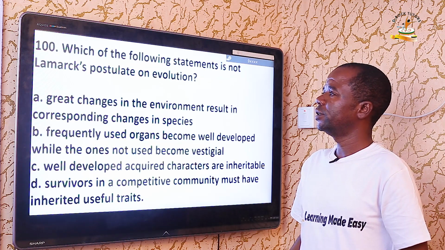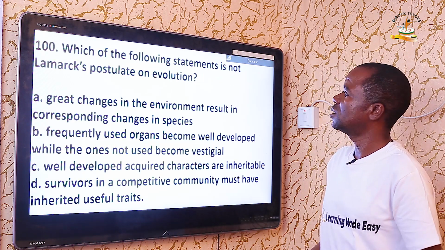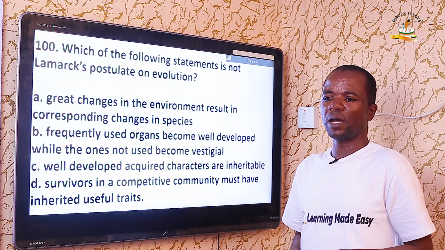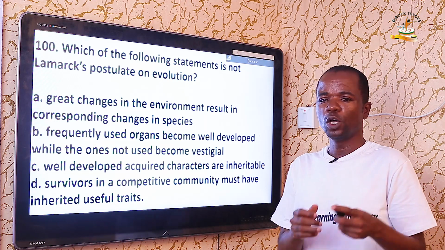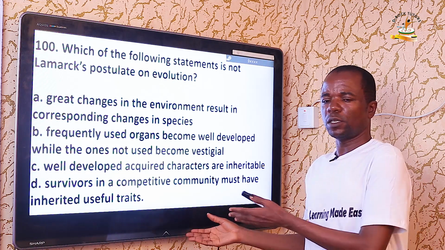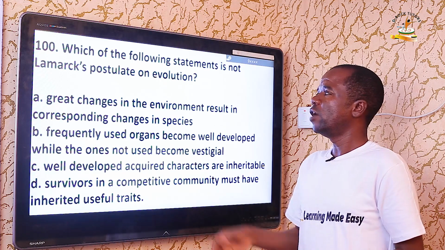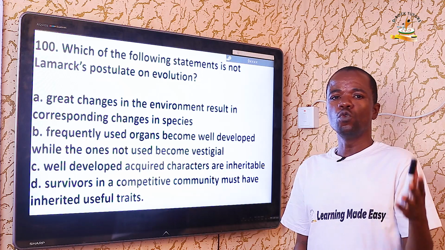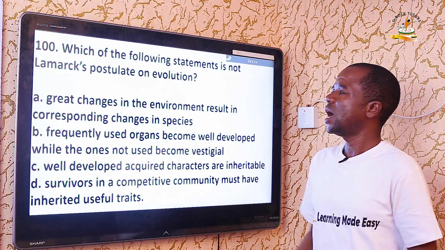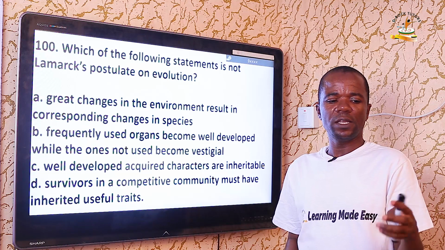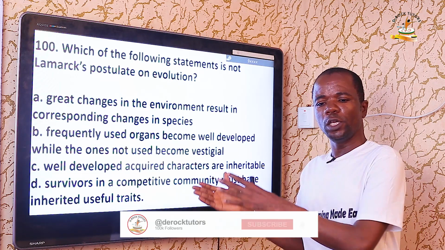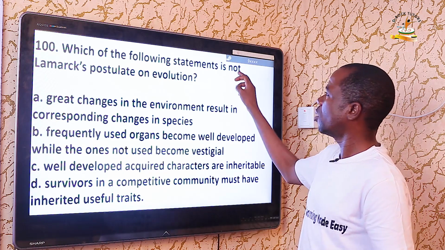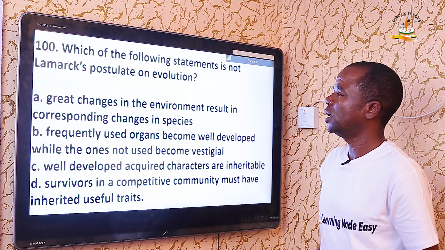Number 100, the very last question. Which of the following statements is not Lamarck's postulate on evolution? We know Jean Lamarck, the French biologist, also contributed to evolution alongside scientists like Charles Darwin, Hugo de Vries and Wallace. And Jean Lamarck actually brought about the idea of use and disuse of body parts. So let's look at the options and see which of these is not a postulate of Jean Lamarck.